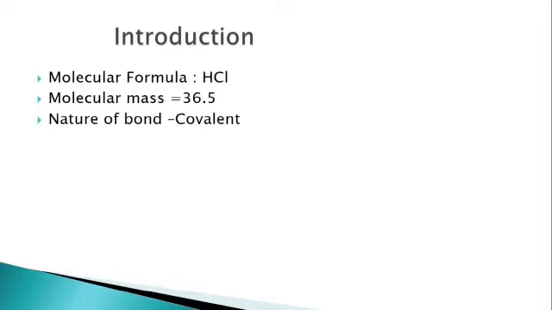Now, the molecular formula of hydrogen chloride is HCl. Its molecular mass is 36.5 because hydrogen has 1 and chlorine has 35.5. So, its molecular mass is 36.5. The nature of bond present in HCl is covalent. As you all know, a covalent bond is formed between two non-metals by sharing of electrons.